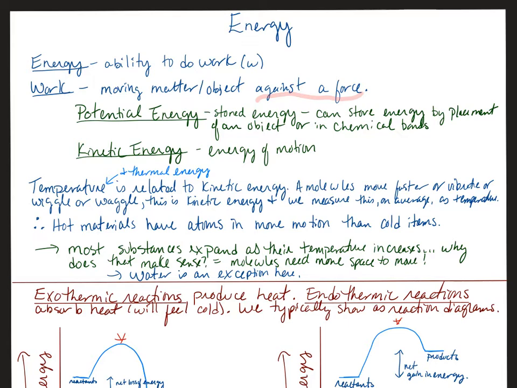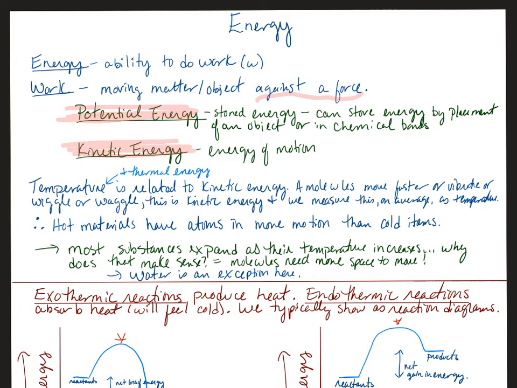So there's two major kinds of energy. There's potential energy. So this is kind of like stored energy. And that could be by the placement of an item, like water at the top of a waterfall. Or it could be stored as a chemical bond. And then we have kinetic energy. And so this is the energy of motion. We just talked about that a little bit when we were talking about gases.